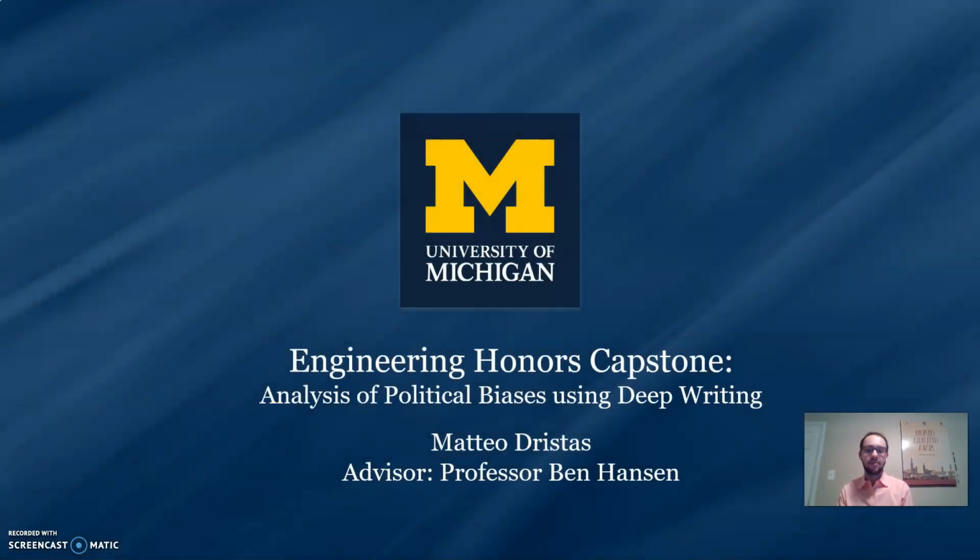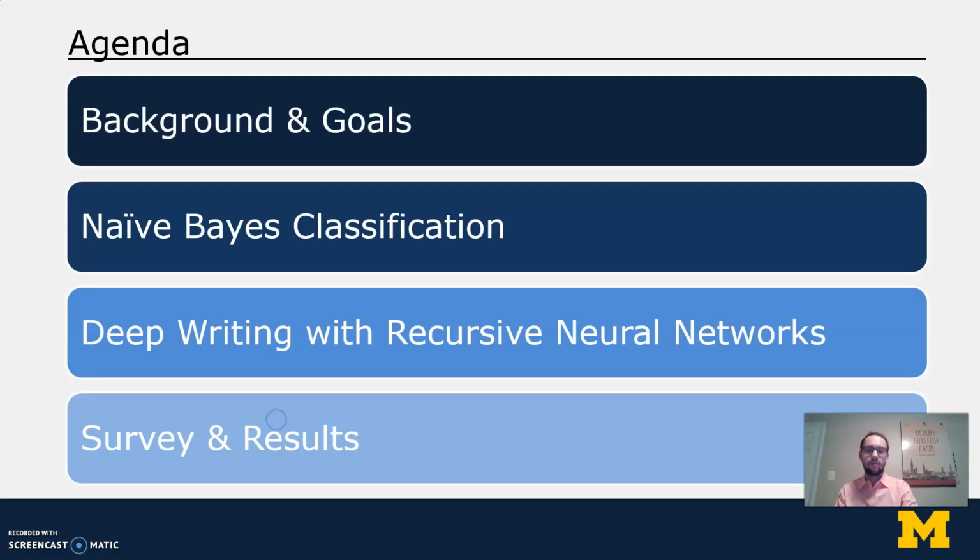So for my capstone, I did an analysis of political biases using deep writing with the help of my advisor, Professor Hampson, in the stats department. So a little overview. We'll go through the background and goals of the project. We'll talk about the naive Bayes classifier that was used, the deep writing that was generated with recursive neural networks, and the surveying results from our project.